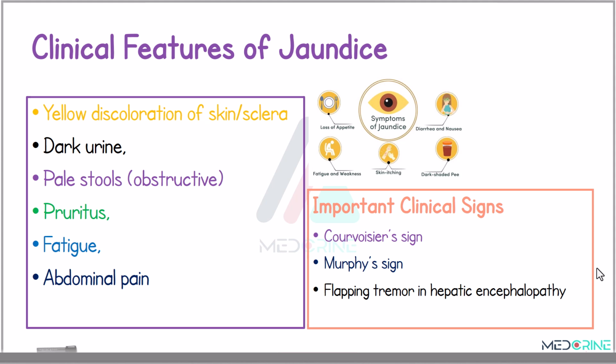The important clinical signs that we find in jaundice are Courvoisier sign and Murphy sign. The Courvoisier sign is a palpable, non-tender gallbladder in jaundice patients, suggesting malignancy rather than gallstones. And in Murphy sign, there's pain on palpation of the right upper quadrant, suggestive of acute cholecystitis. Asterixis or flapping tremors may be present in hepatic encephalopathy patients.